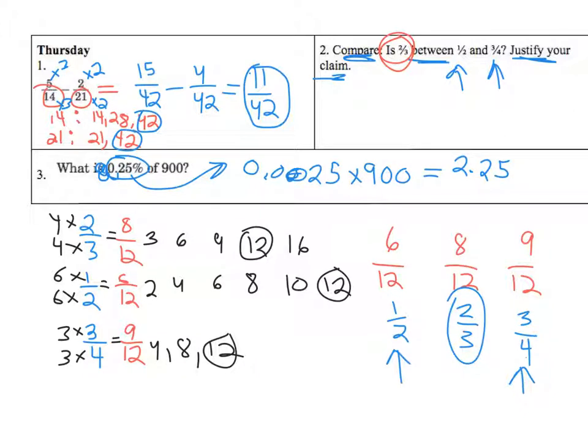If you think about it, 0.25% is only a fraction of 1%. It's like you take 1% and cut it into 4, because 0.25 is 1/4. So 2.25 is just a tiny fraction or percent of 900.